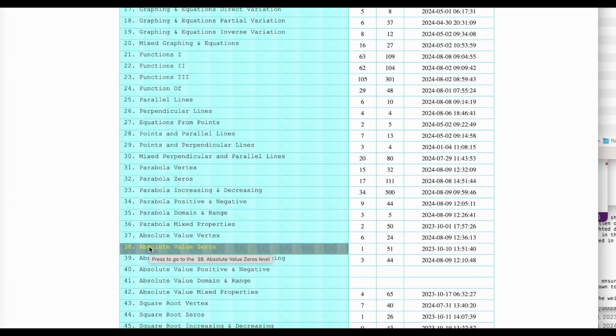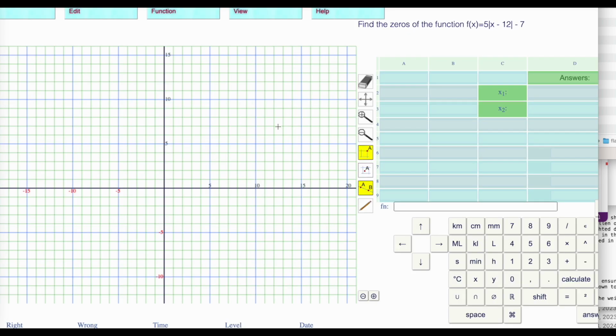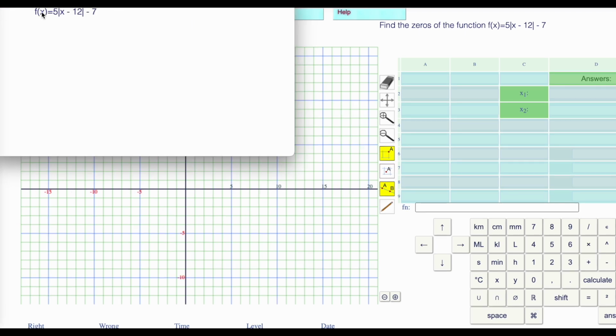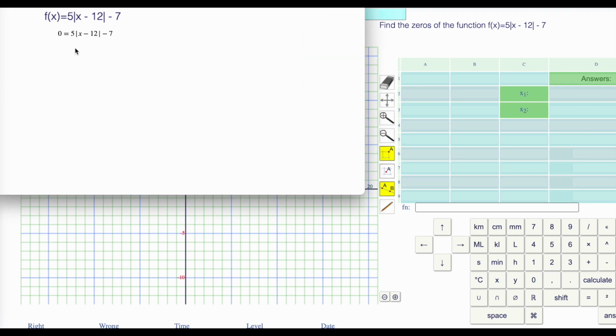Let's go to level 38, finding the zeros of the absolute value function. The zeros are where it crosses the x-axis. I'm going to set this equal to 0. To find the zeros, I'm going to set my f of x or my y equal to 0. We have 0 is equal to 5 times the absolute value of x minus 12 minus 7.